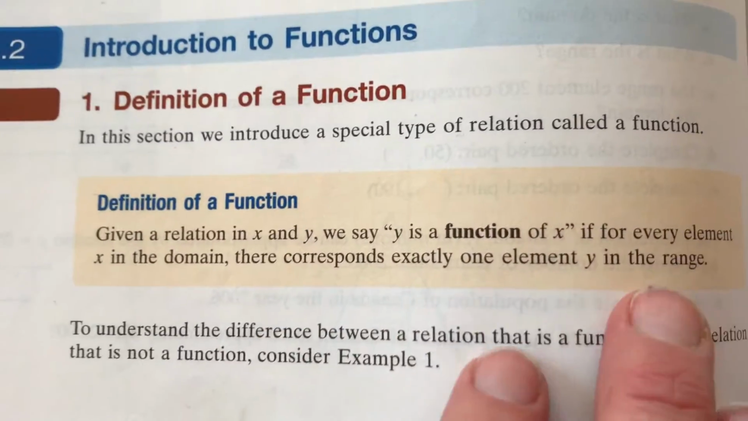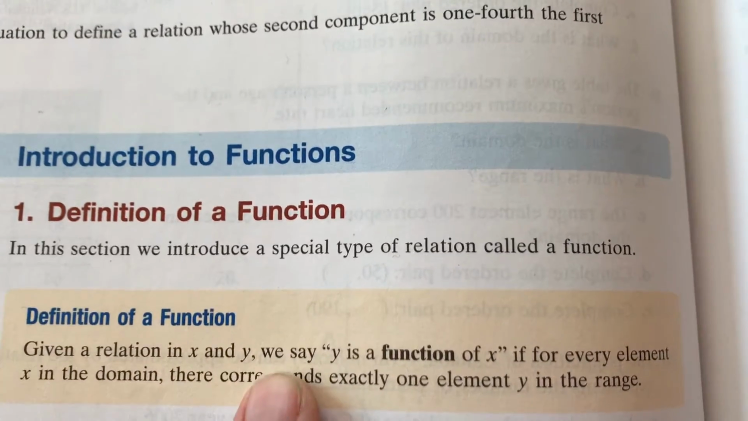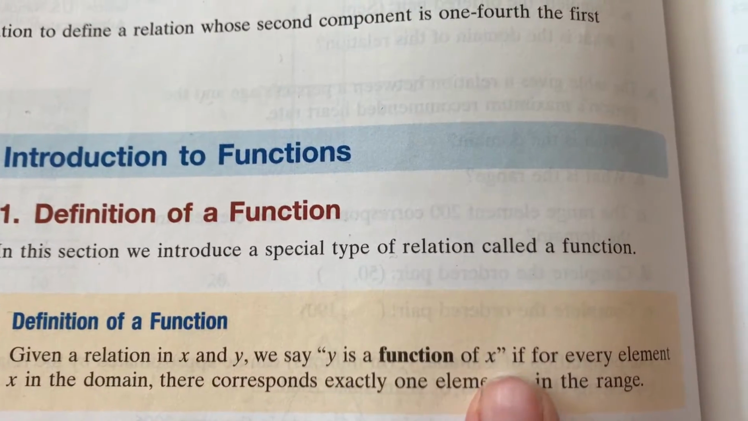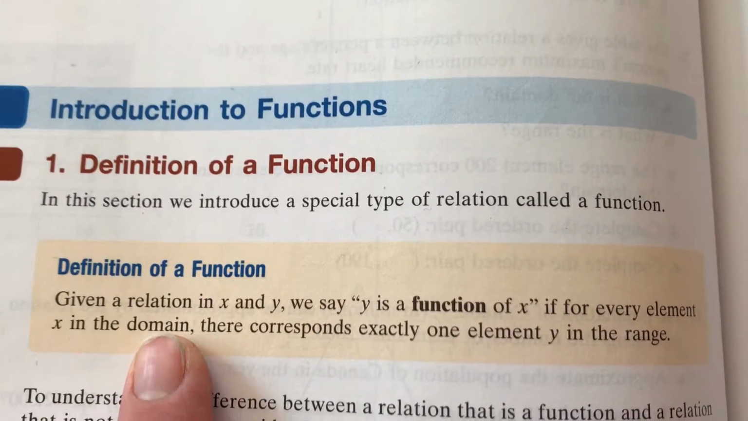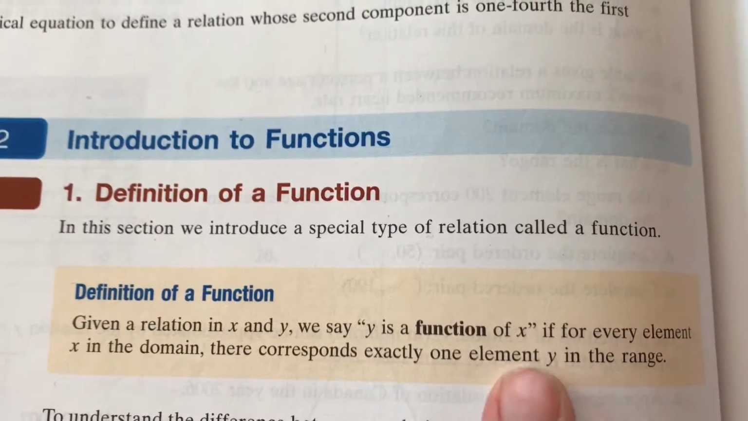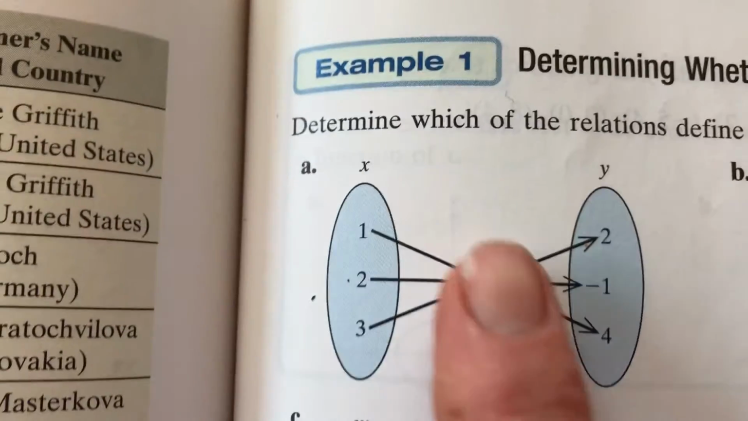Right here, I'm going to just show you what a function is, but it says given a relation in x and y, we say y is a function of x if for every element x in the domain, there corresponds exactly one element y in the range. Now, that may be a little confusing, so let me look at some examples with you real quick.